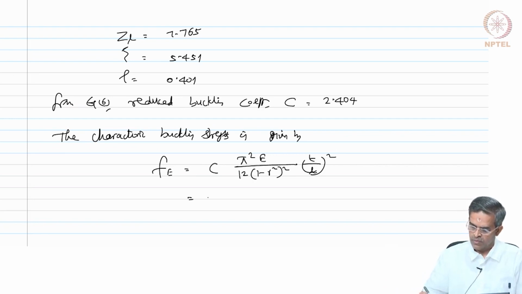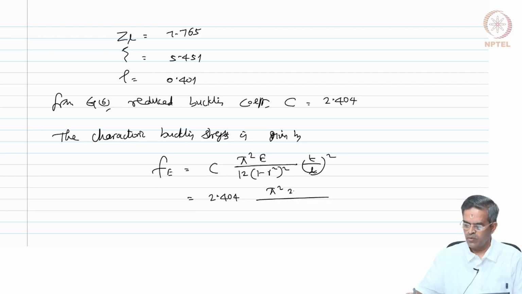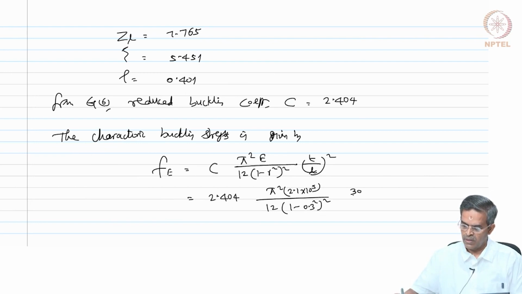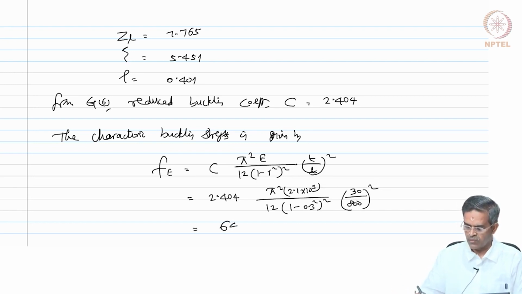Let us substitute 2.404 times pi square times 2.1 times 10 power 5, we are talking about steel, divided by 12 times (1 minus 0.3 square), the Poisson ratio, times T by L the whole square. Am I right? So this value comes to about 641.64 Newton per mm square. So now let us check for the stability.